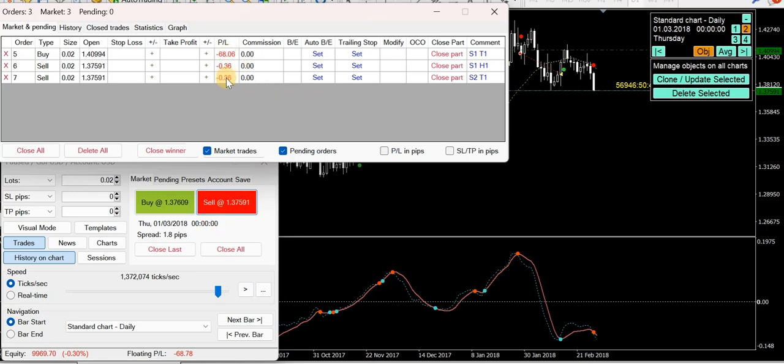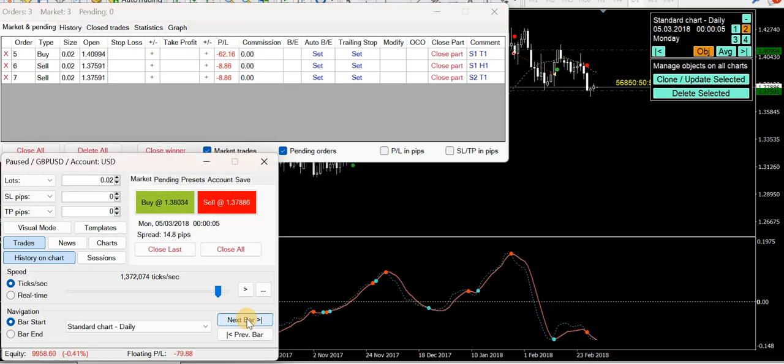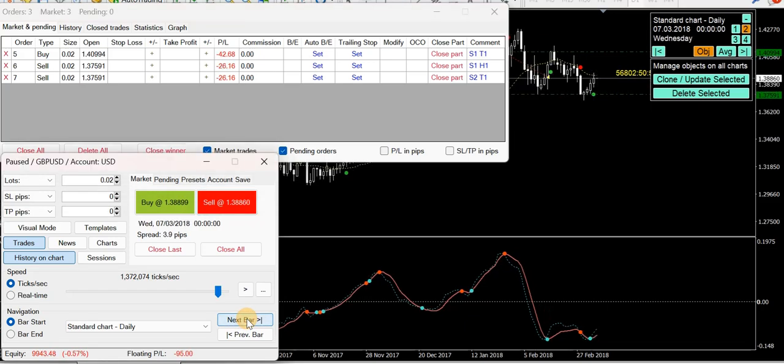So now keep an eye on these numbers here. Keep an eye on this number here, floating profit loss. So we'll just keep on going. See what happens here. All right, this is good. Right, we've got a new buy. MACD Platinum still below the zero level.